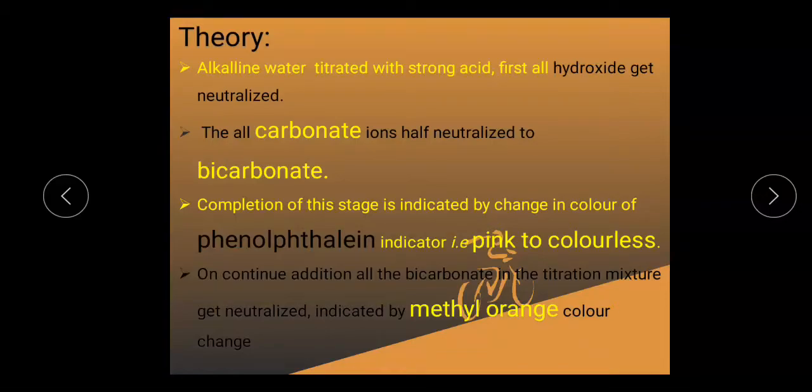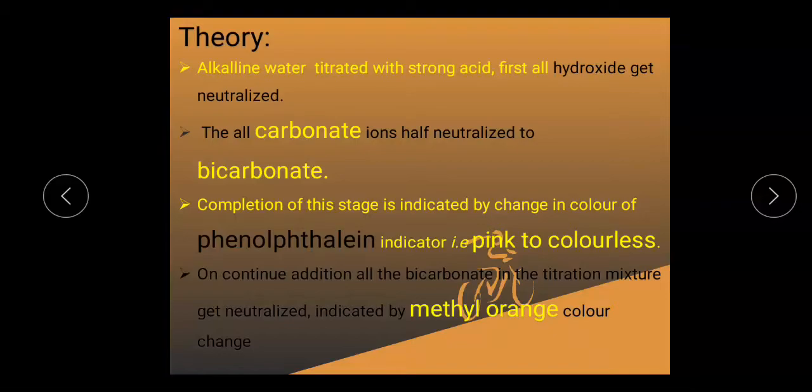See here, in this titration you are using two indicators in one and the same titration. Up till now, you know titration using only a single indicator, and you stop the titration there. But in this titration, you are using two indicators: the first is called phenolphthalein, the second is called methyl orange.